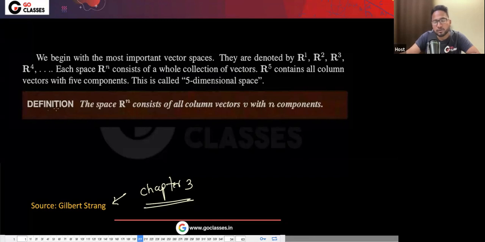So the space Rn consists of all the column vectors v with n components. This is not the definition of a vector space; they have defined Rn. So what is Rn? Rn is a space that contains all the column vectors v with n components. That's what we already know, right?